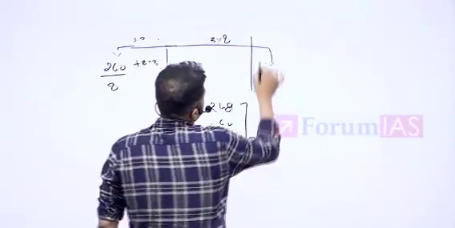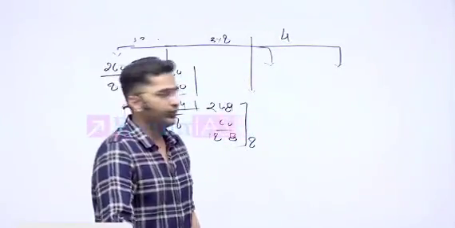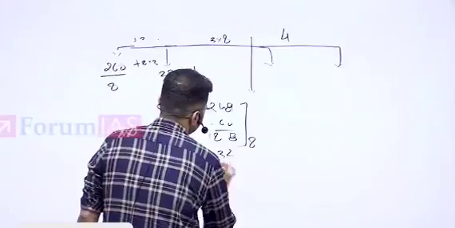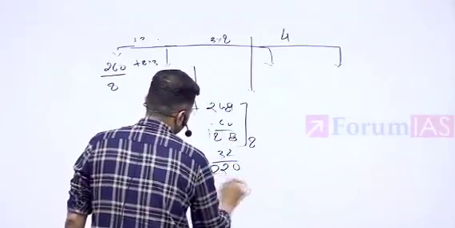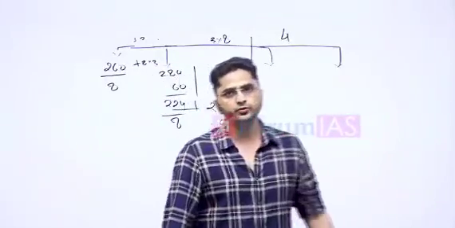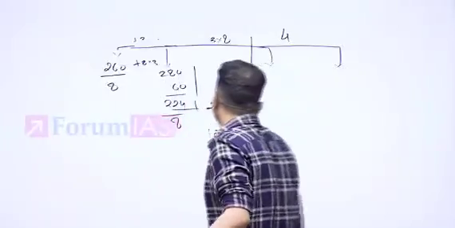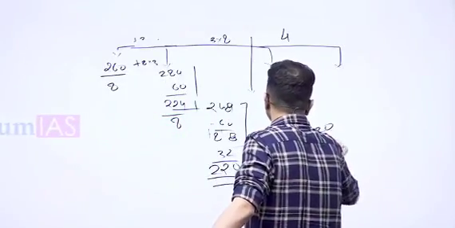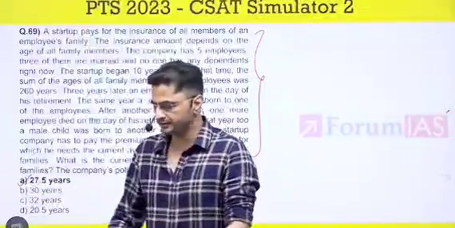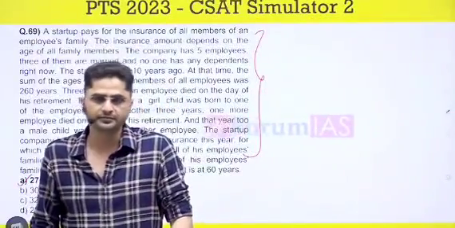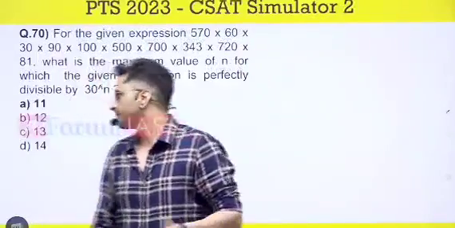Now remember, they're asking for now. That means 4 years are still left. 8 4s are 32. So 32 will get added to this. So this becomes 220. Then I have to find the average. The question is asking for the average. Yes, 220 by 8. So the answer would be 27.5. In real time, this question will take time. Better find some other questions, be it reasoning, and then come back here.